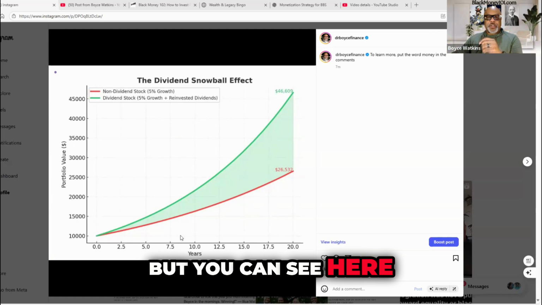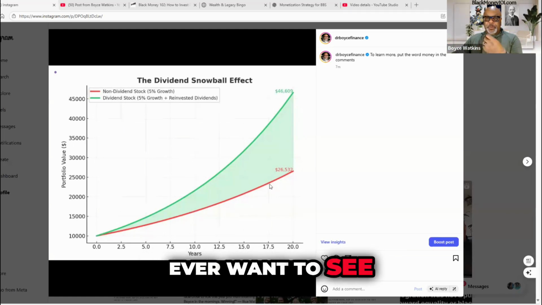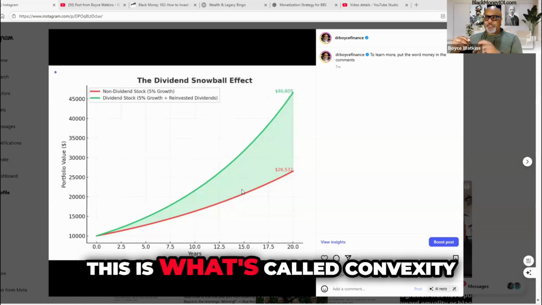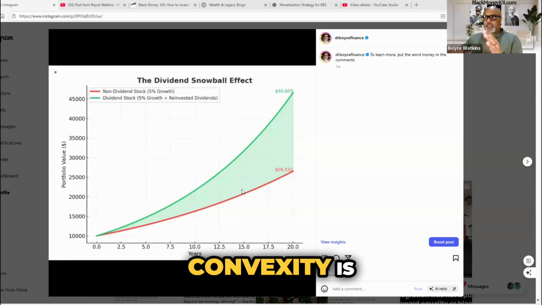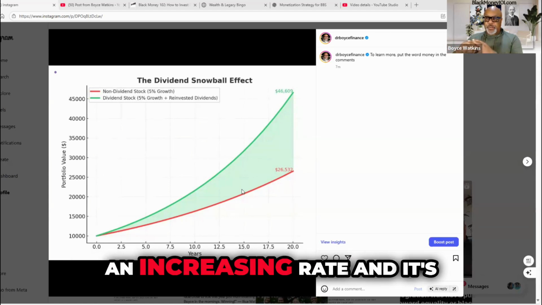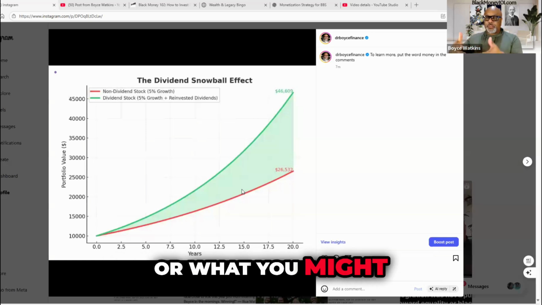But you can see here, compound interest. If you ever want to see what compound interest looks like, this is what it is. Mathematically, this is what's called convexity. Convexity is when you're increasing at an increasing rate. It's what you might call a snowball effect.